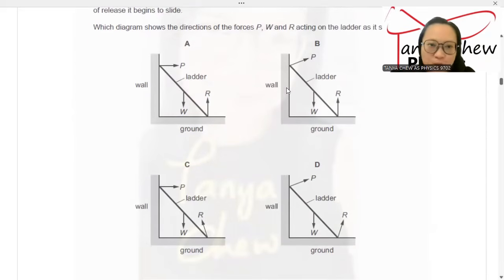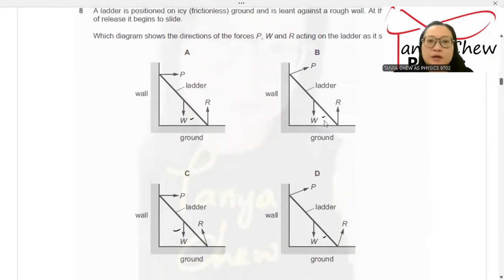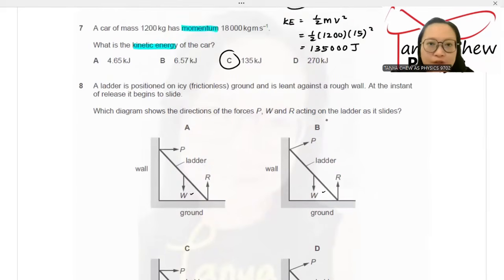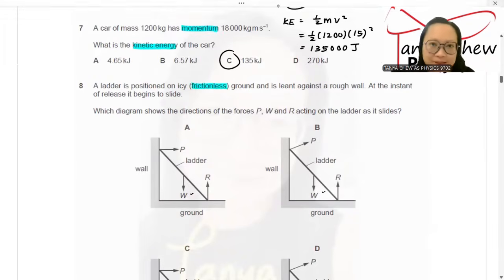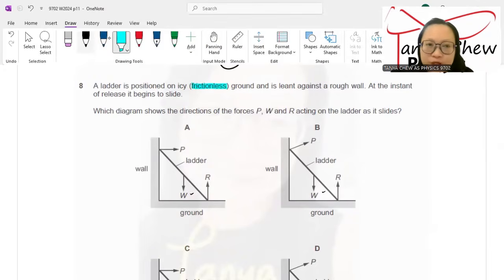So weight is acting downward. It seems like all the choices are acting downward. So weights are correct. Now the second thing you need to do, look at the ladder. So this is a ladder. What happened to the ground? The ground is frictionless. Frictionless meaning to say that there's no friction, right? So if there's no friction, the normal reaction force between the ladder and the ground must be 90 degrees.